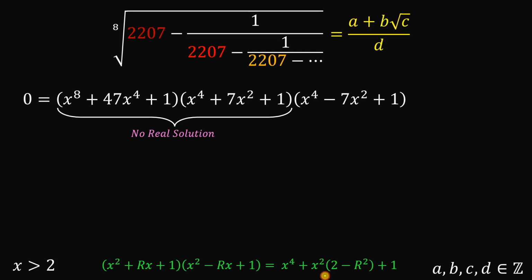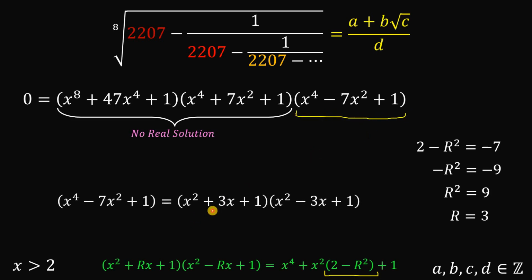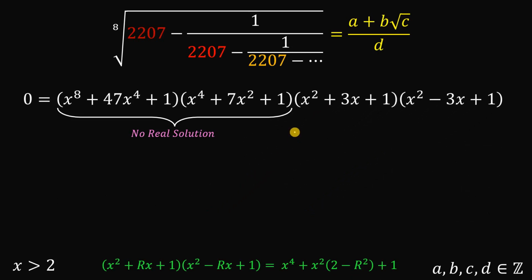Now, to find the value of r, let's equate 2 minus r squared to negative 7. Solve for the value of r. Subtract 2 on both sides. Multiply both sides by negative 1. Get the square root on both sides. So r equals 3. So we can say that the factored form of this expression is simply x squared plus 3x plus 1 multiplied by x squared minus 3x plus 1. So now, let's get this factored form.